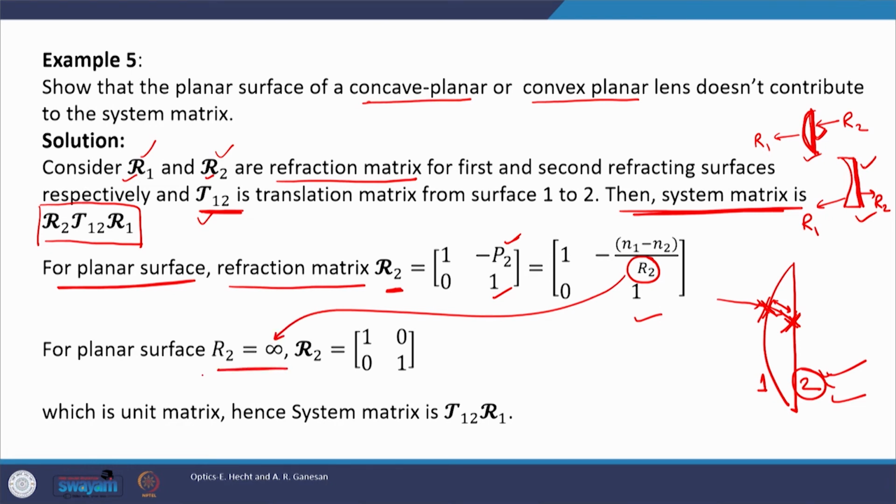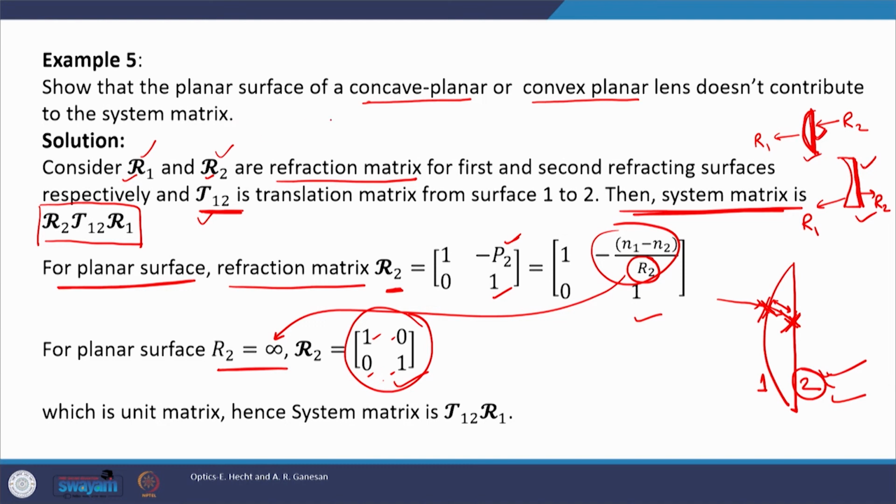Once there is an infinity in the denominator, the whole quantity here would reduce down to 0. Therefore, the matrix element would be like this: 1 0 0 1, which is nothing but a unit matrix. If you multiply this matrix with any other matrix, the matrix will remain unchanged. R2 will not affect the system matrix, and this is what was asked.